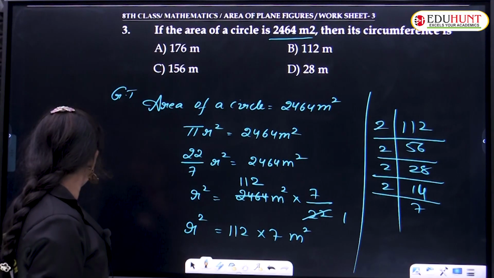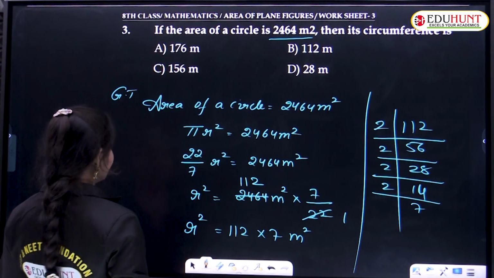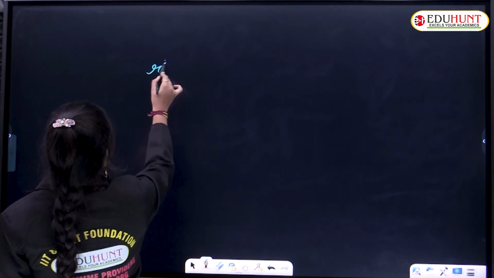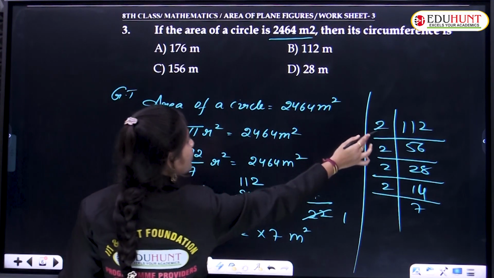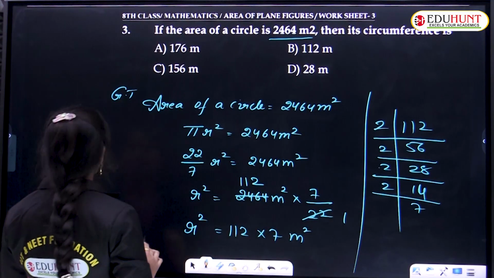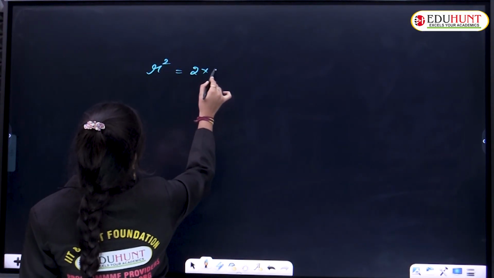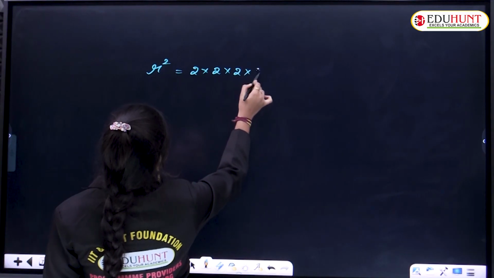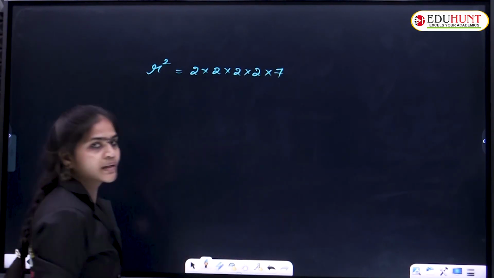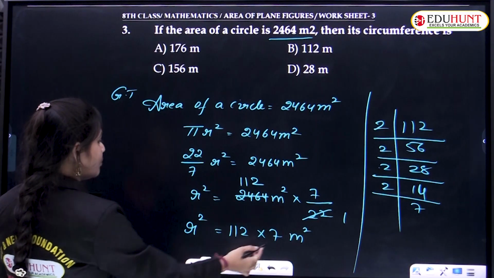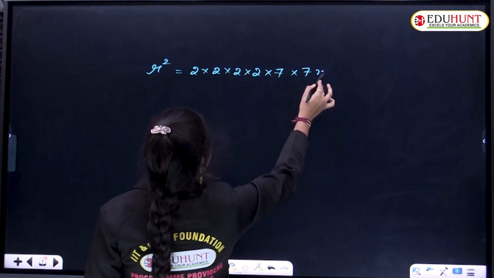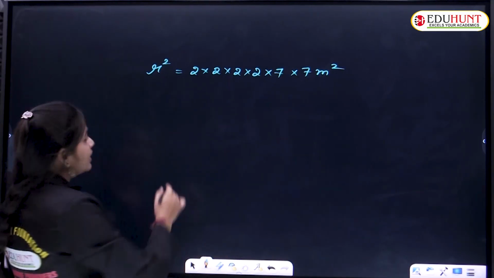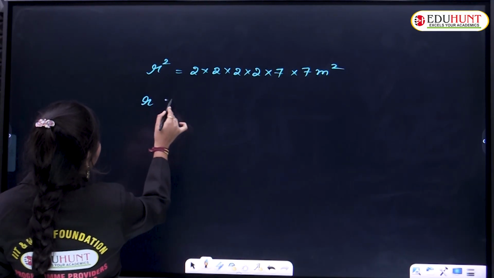Okay. Now r square is equal to 112, we can write it as 2 how many times? 1 2 3 4 times. 2 four times into 7. Clear? And here already one more 7 is there, no? Here into 7 meters square.